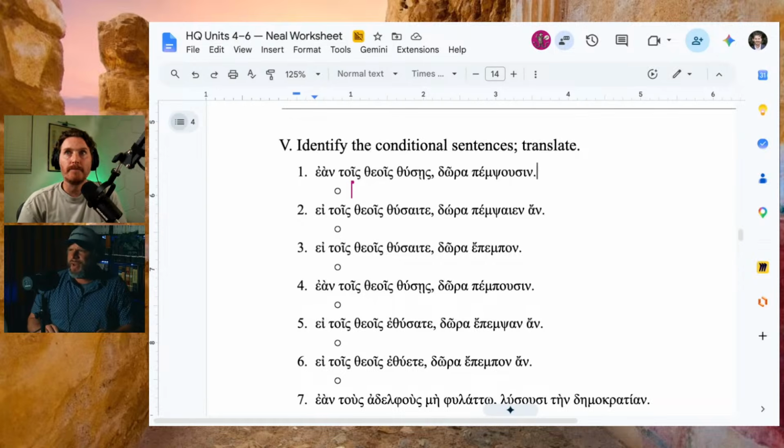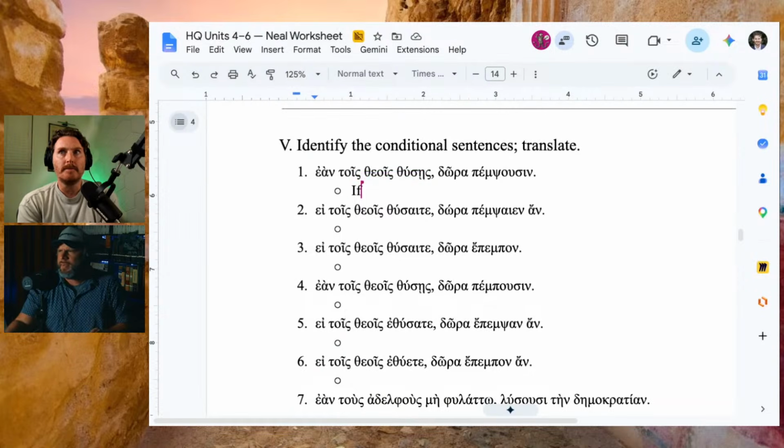Wait, so we're translating it to English. Well, give us the classification first. Okay, I can just write it down, right? Obviously. Yep. But you can translate first if you want, but the assignment is a classification and translation. It'll help you if you classify it first. Okay, I see what you're saying.